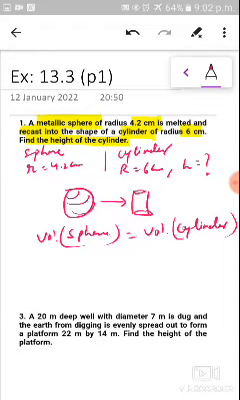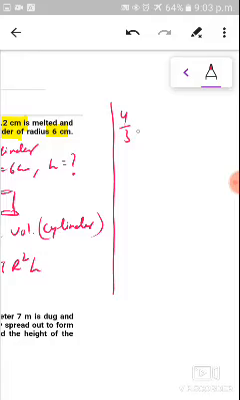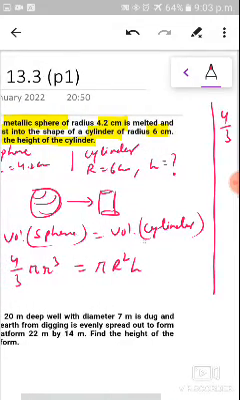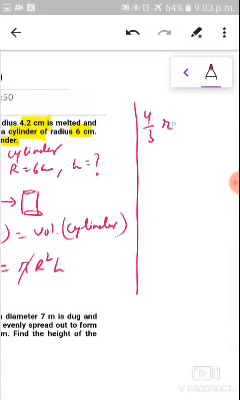Okay, right? So volume of sphere is what? 4 upon 3 pi r cube, that is equal to volume of cylinder, right? And volume of cylinder is what? Pi r square h, right? Solving it further, volume of sphere is 4 upon 3 pi r cube, and volume of cylinder is pi r square h. Here we can cancel out pi by pi, so on the left hand side we have 4 upon 3 r cube, and on the right hand side we have r square h.